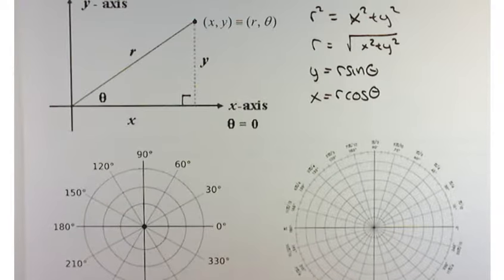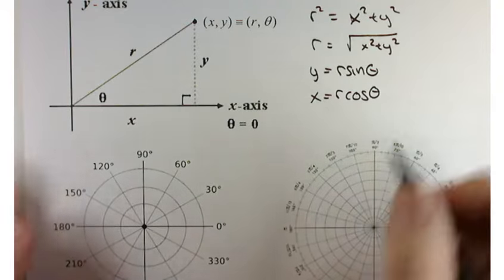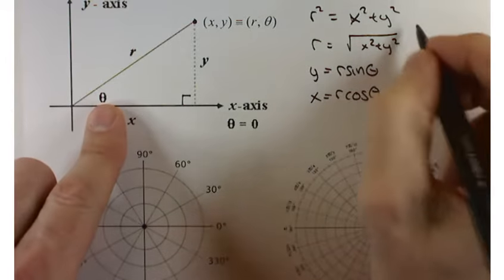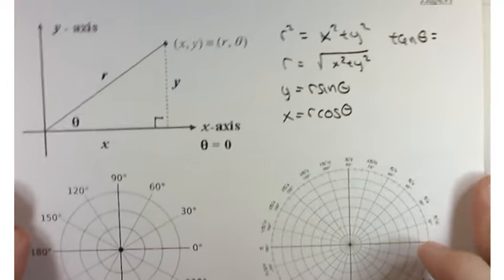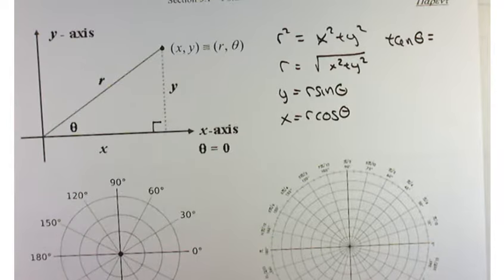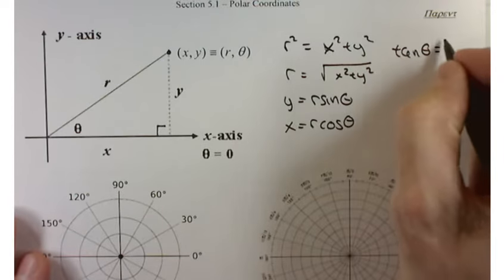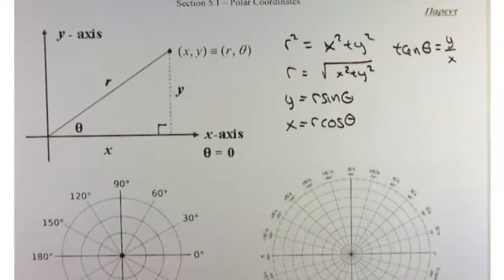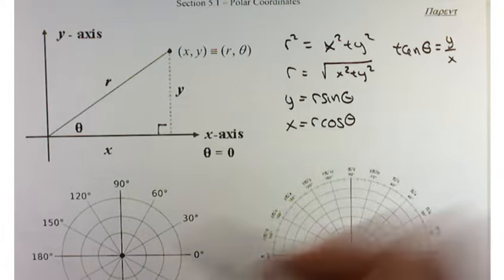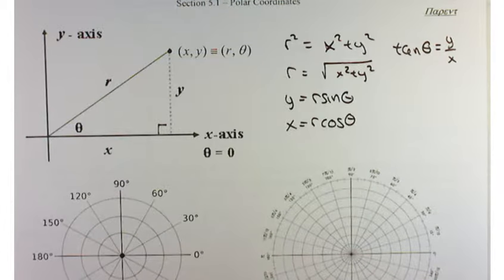There's one last relationship that we'll mention here, and that is the tangent of theta. In terms of x and y, what's the tangent of theta? y over x. And if you needed to, you could get theta to be the inverse tangent of y over x, but right now we're not going to go there. Instead, what we're going to work on is first plotting some points in polar coordinates.